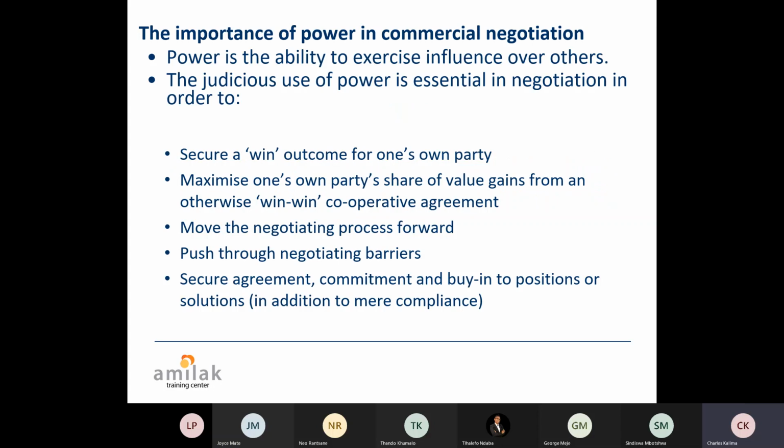Now, it's important for us to first explain why you as a procurement practitioner need to have power in commercial negotiations, okay? Because without it, it is going to be difficult for you to get to your desired outcome of what you desire from a commercial negotiation. Now, power is the ability to exercise influence over others. The judicious use of power is essential in negotiations in order for us to firstly secure a win outcome for you, and then also maximize one's own party's share of value gains from the others' win-win cooperative agreement.